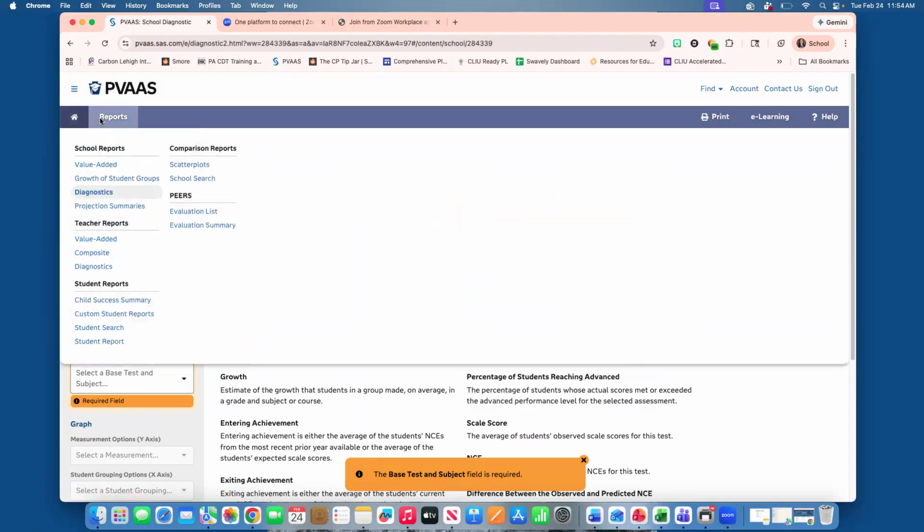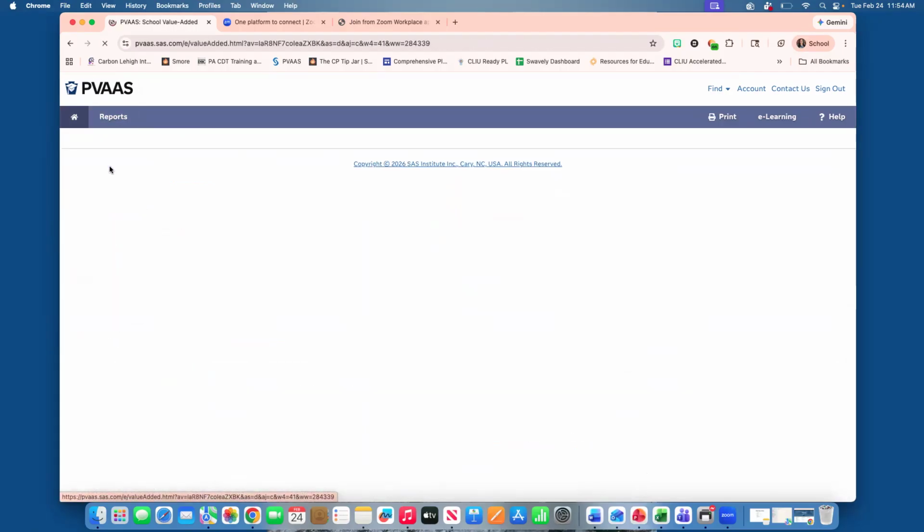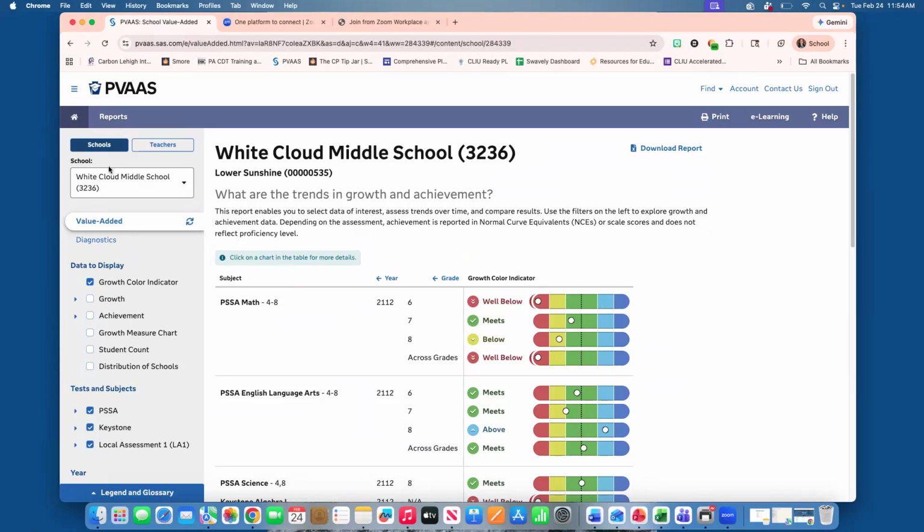Now, when you get to the screen, you are going to see a drop-down under reports that is going to give you different options for school reports, teacher reports, student reports, comparison reports as well. Today, we're going to focus under school reports. The first report we're going to look at is the value added report. So I'm going to click on value added.